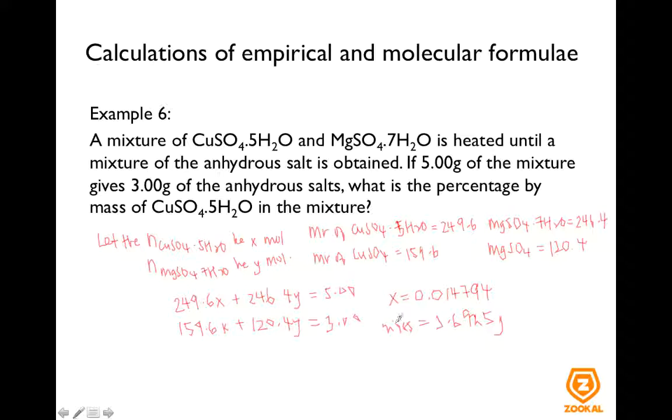So what's the percentage by mass? It's simply 3.6925 divided by 5 times 100, and you'll find the answer is actually 73.9%.